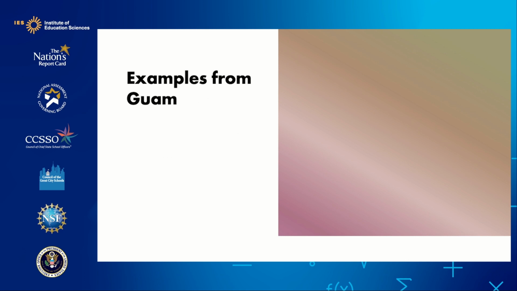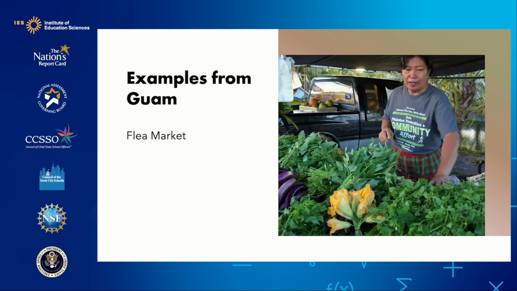So just really quickly, I wanted to end with a few examples from Guam, from talking to some of the teachers from Guam that I'm currently working with, of some of the community funds of knowledge that they are able to draw upon. So Guam has a local community flea market that they tend to. One teacher visited the flea market because she had realized that one of her students' families sells produce or some locally grown crops at this flea market. So she was able to talk to the parents and get to know what things they sold and was able to incorporate that into her lessons.